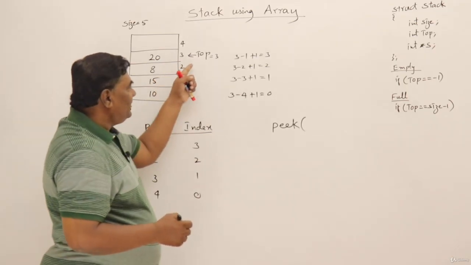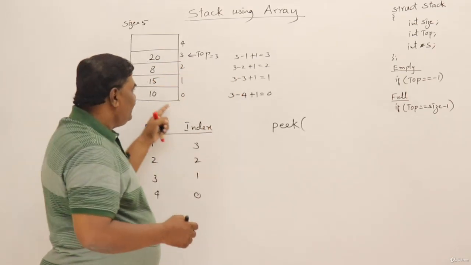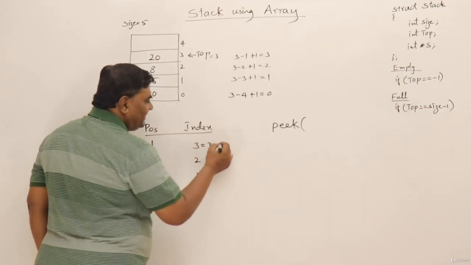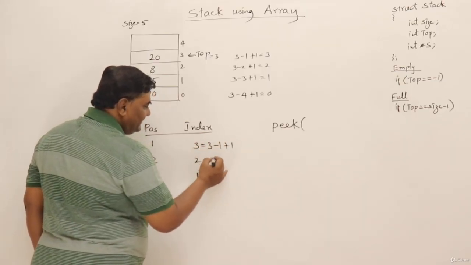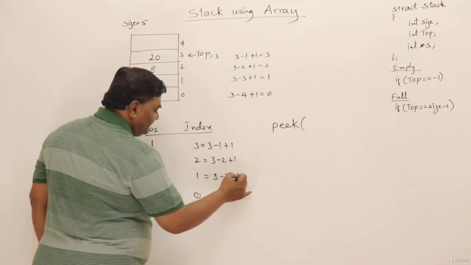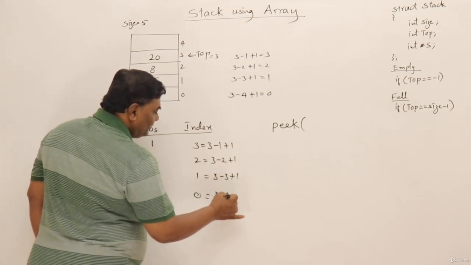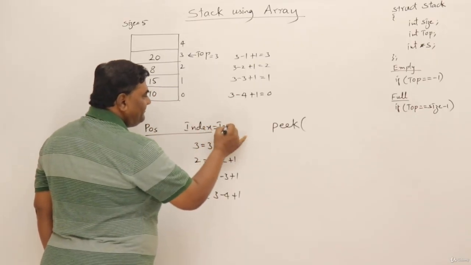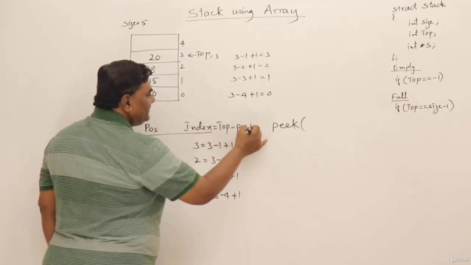So with the help of the top pointer, I can get the index in an array. So this should be taken as 3 minus 1 plus 1. That answer is 3. 3 minus 2 plus 1. And 3 minus 3 plus 1. 3 minus 4 plus 1. So this index can be obtained by top minus position plus 1.